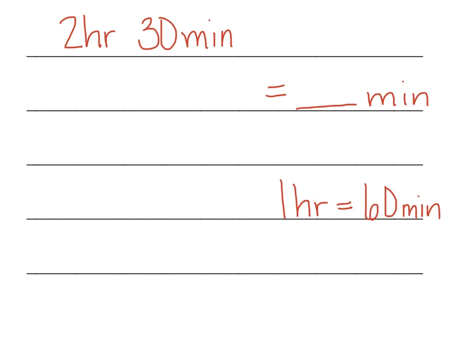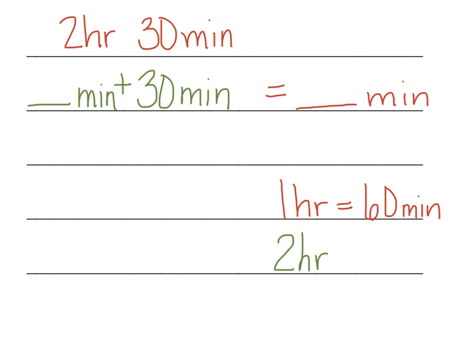First thing is, since I'm converting to minutes, I'm going to bring my 30 straight down so I don't forget about it. Plus, I have to convert my hours to minutes, so I'll put a place for that. Now I actually have to do my conversion. Well, it says up there I have 2 hours. So I know 1 hour equals 60 minutes times 2 on this side times 2 on this side is 120 minutes.